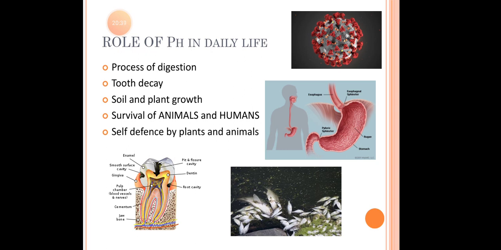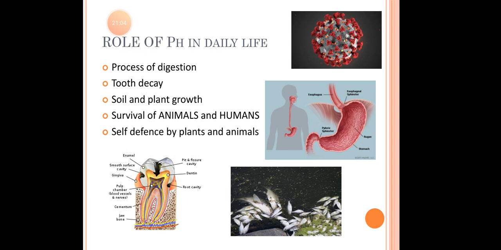Now, how does the brushing help us? It's not only removing the particles in between the teeth, but when we use toothpaste, the toothpaste is made up of basic substances. The pH of a toothpaste would always be 8. 8 would be the pH of toothpaste. That means it is a basic substance.